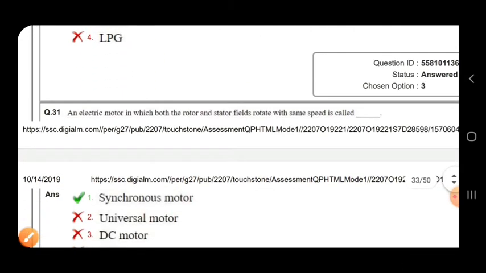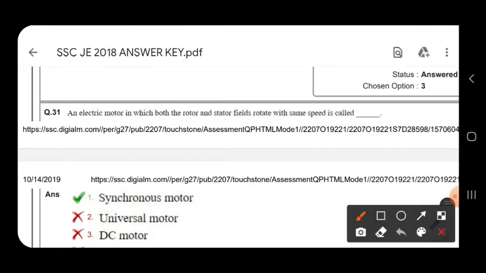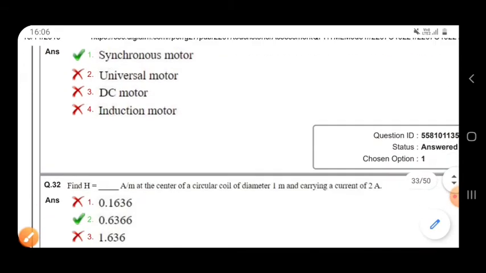An electric motor in which both the rotor and stator fields rotate with the same speed. Friend, the machine in which both stator and rotor rotate at the same speed is known as a synchronous motor.